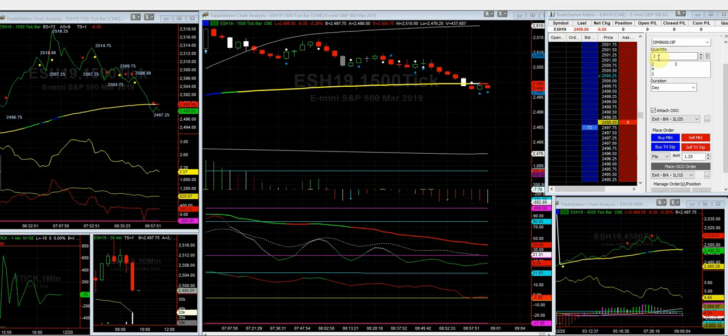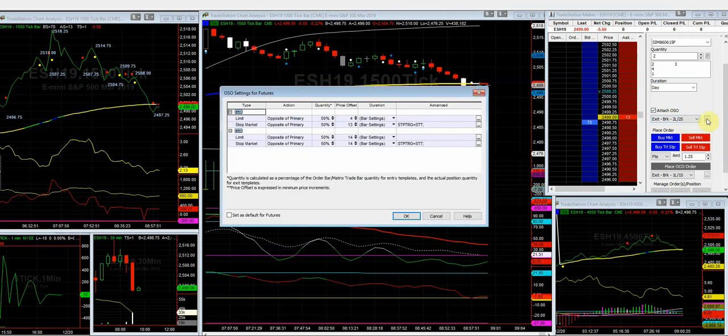Now, when we take on that order with 2 contracts, we also attach an OSO, or order sends order. And the way that we do that is we have 2 limits and 2 stops. So we configure those by hitting this little ellipsis here, and we can see that our limits are 4 ticks away, and then our second limit is 14 ticks away.